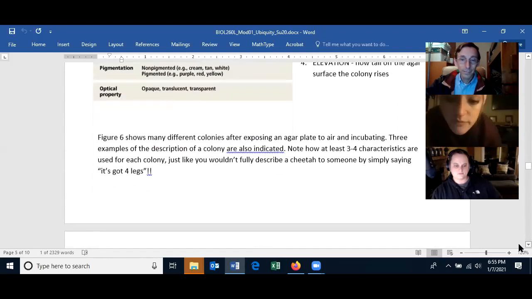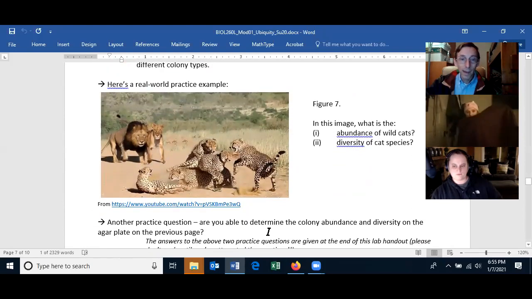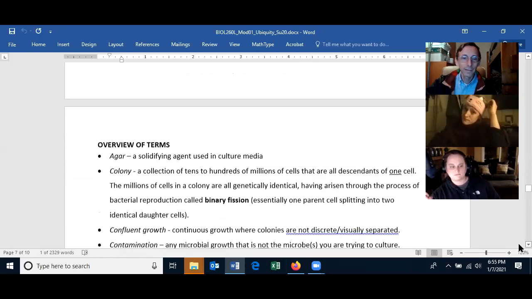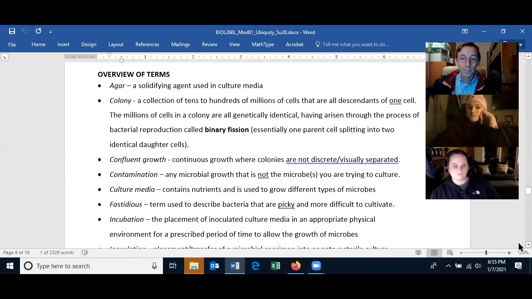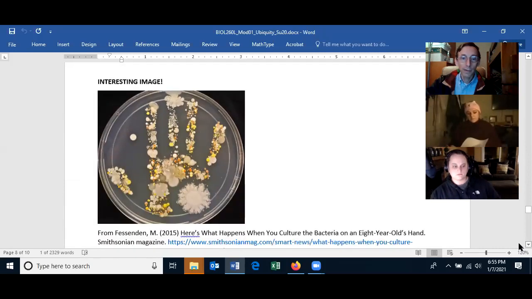Moving down. So on the picture of this cat, what's the abundance of cats here? 1, 2, 3, 4, 5, 6, 7 cats. The abundance is 7. What's the diversity? 2. 2, thank you. Yeah, there's cheetahs and lions. I think that's actually a question in your lab. So look over the terms, and then complete the laboratory exercises.